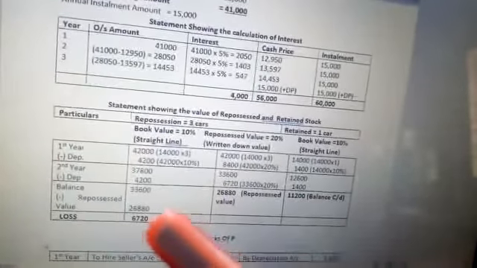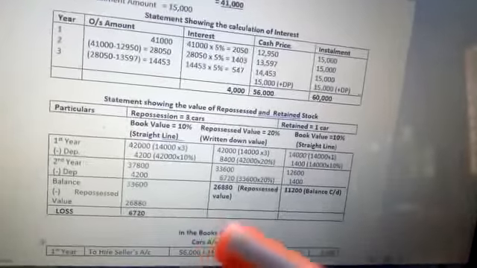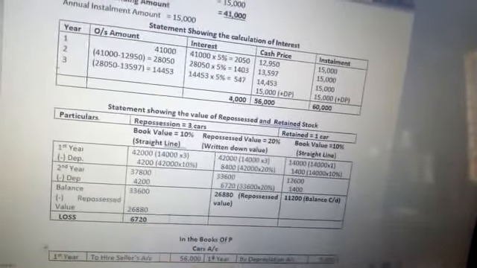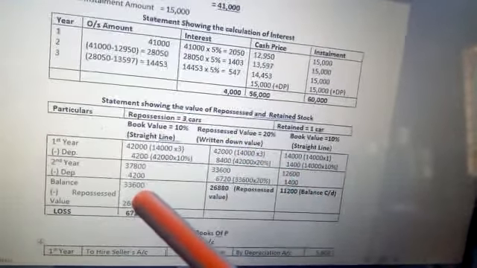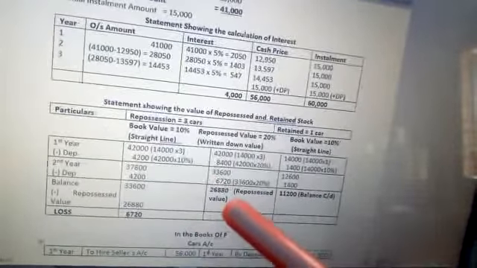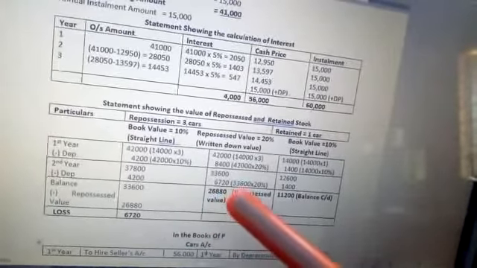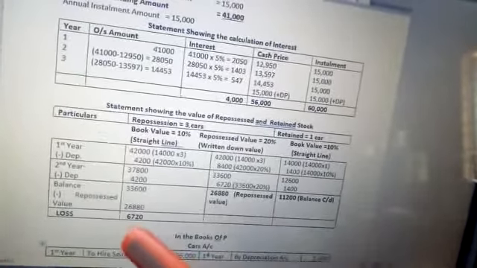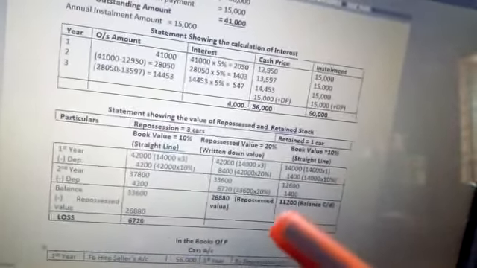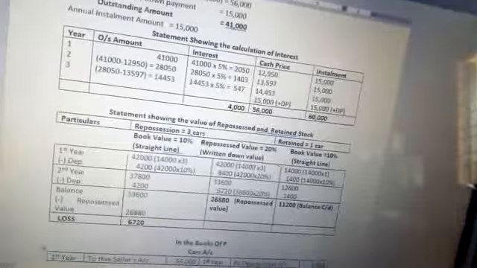Say default is effected in the second year, so therefore we have to charge the depreciation till the year of default, till second year. After charging the depreciation, as per the books of hire purchaser, the value of the repossessed stock is 33,600, but the hire seller repossessed the stock at a valuation of rupees 26,880. That means the hire purchaser will incur a loss of rupees 6,720, and the value of the retained stock is 11,000. So these three items will come under machines account.